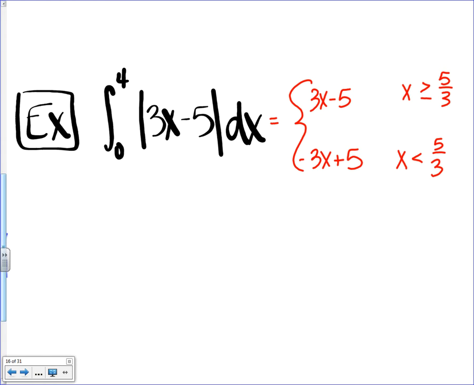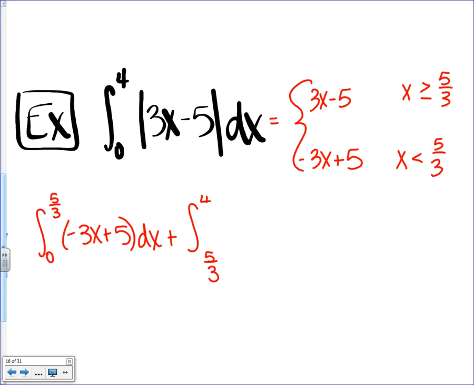Remember, it does not matter whether or not you put your less than or your equal to symbol on either piece. Okay, so when we split this, notice that we have to go from 0 to 5/3, and from 0 to 5/3 is the negative piece. Then we're going to go from 5/3 up to 4, and that's the positive piece. Antiderivatives. We're working with some fractions here, folks.